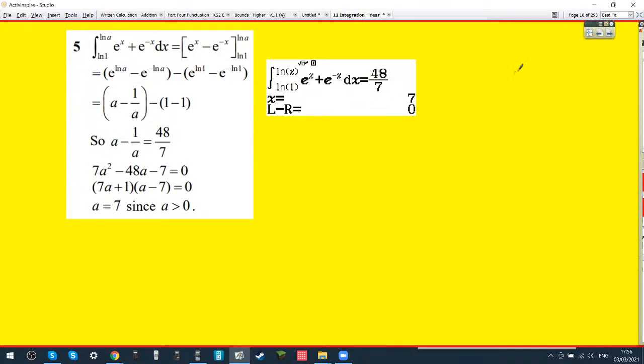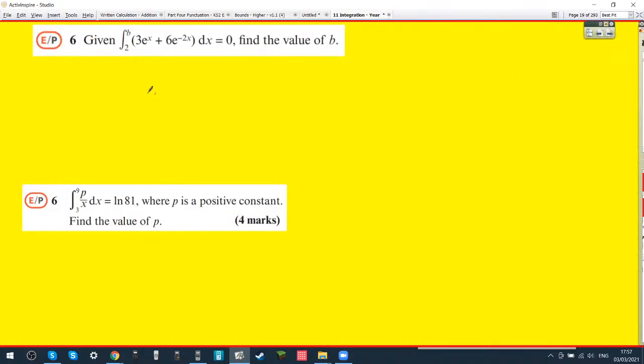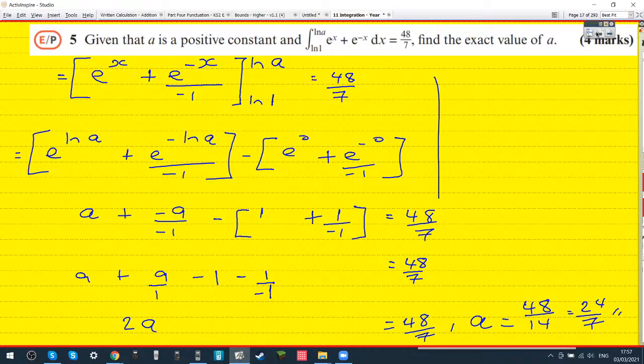Nope, that's all wrong. Where did we go wrong? E to the minus ln A. That's e to the ln A to the minus 1. Oh, it's A to the minus 1, not minus A. A to the minus 1, which is 1 over A. Let me see, hold on.